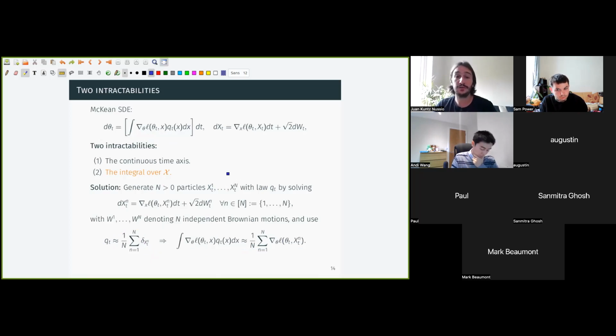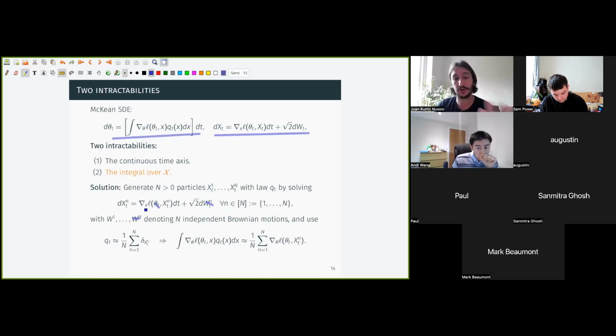And to generate these particles, I really just take this equation, copy paste it N times, and drive each of these by an independent Brownian motion. And then because the thetas here follow this deterministic equation, they don't correlate these particles, at least at this stage.